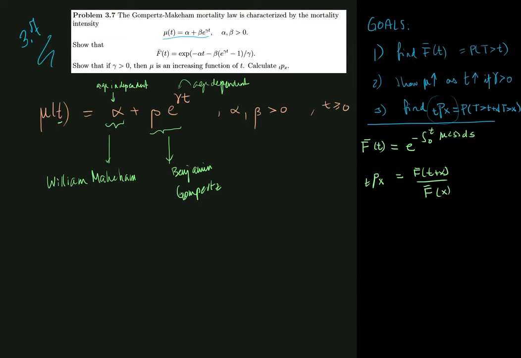However, if we don't know the exact expressions for this yet, then we can also just calculate tpx directly as e to the minus integral from 0 to t of mu of x plus s ds. Sorry. Okay, so these are the two formulas that we're going to use in this exercise.